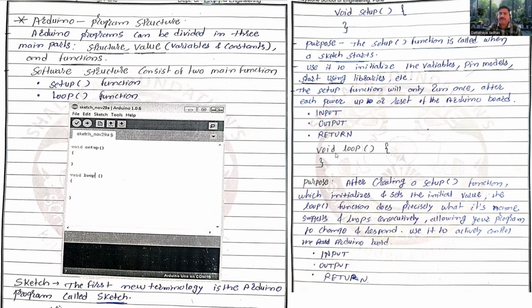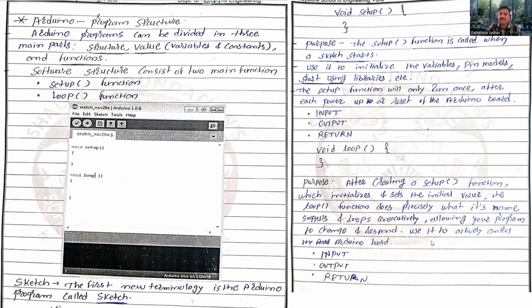Considering the while loop, its purpose is, after creating the setup function, that is initializing the required library variables and some pin modes and settling the initial values, the loop function does precisely what its name suggests. The loop constantly allows your program to change and respond. Use it to actively control the Arduino.